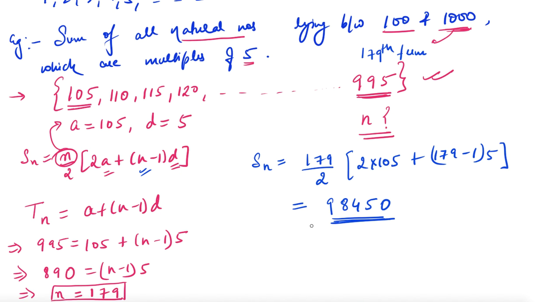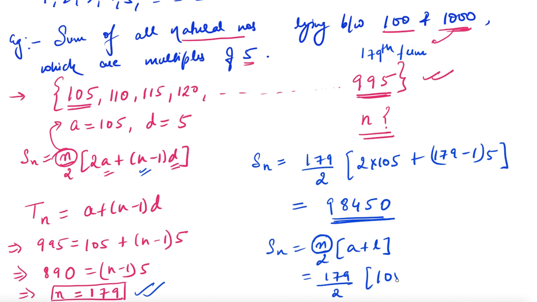Now you might be thinking, why can't we use the second formula, that is Sn is equal to n by 2 times (a plus l)? We could have used that, but again we have the unknown n here, so anyway we need to calculate n first. Once you know your n, just substitute in this formula too: 179 by 2, first term is 105 and last term is 995. Still you will get the same answer, 98450. I hope your concept of finding the sum of n terms of an AP is clear.